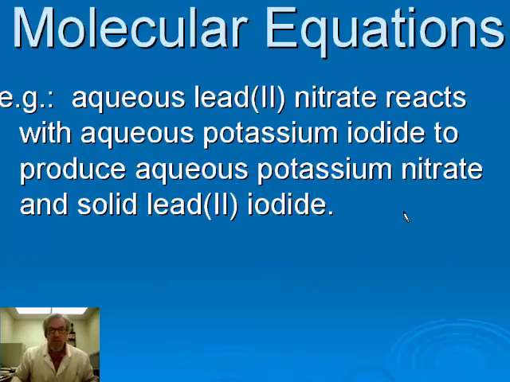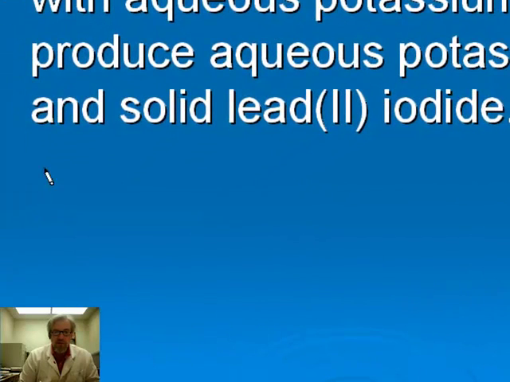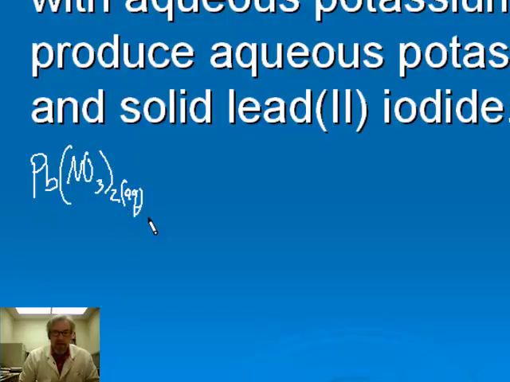So for example, let's say we were going to run this reaction. Aqueous lead-2 nitrate reacts with aqueous potassium iodide to produce aqueous potassium nitrate and solid lead-2 iodide. The molecular equation would look like this. You'd write the complete formula for lead-2 nitrate. So that'd be Pb with a 2 plus, NO3 is 1 minus, so when you charge swap you'd have a 2 there. And this is aqueous, so we put a little AQ there.